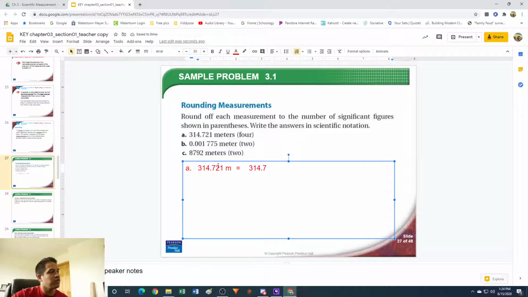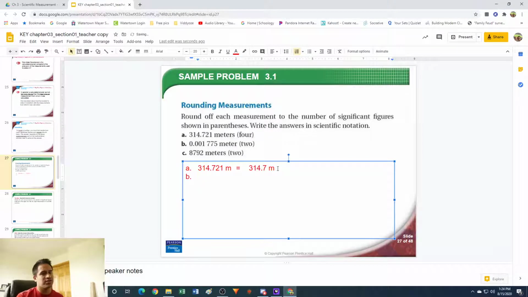and then we are going to determine whether or not the 7 is going to round up to an 8 or stay as a 7. To do that, we look at the number next to it, which is a 2. Now, rounding rules: if it's a 5 or higher, it rounds up. So the 2 is going to keep that 7 as a 7, which means 314.721 meters rounded to 4 significant figures would be 314.7. That's how we do our rounding.